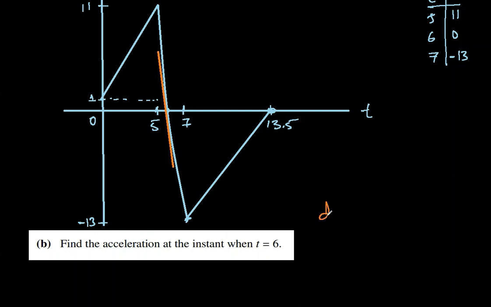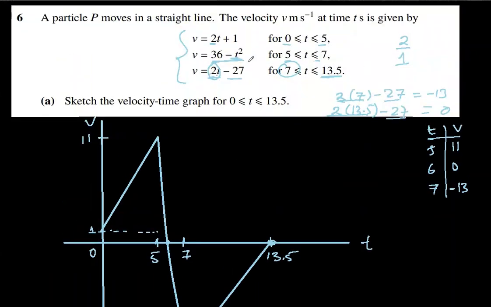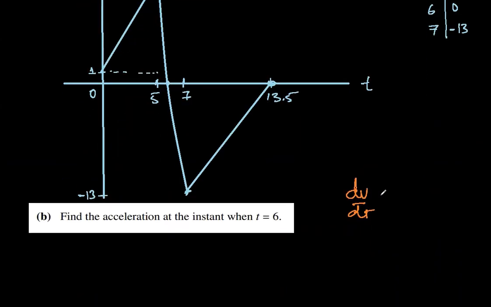Just differentiate the equation of the curve, but it is not dy over dx this time, it will be dv over dt. That will give us acceleration. We differentiate this equation, this one. That one is applicable, right? 36 minus t square. So v is 36 minus t square, dv over dt will be 0, the differentiation of 36 is 0, minus this will be 2t.